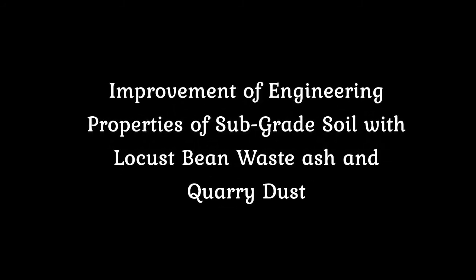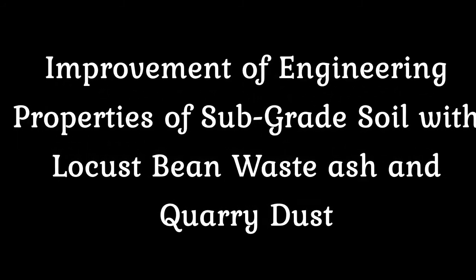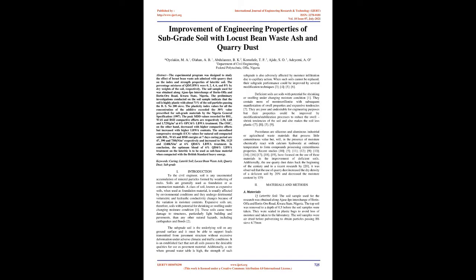Improvement of engineering properties of subgrade soil with locust bean waste ash and quarry dust. Abstract: the experimental program was designed to study the effect of locust bean waste ash admixed with quarry dust on the index and strength properties of lateritic soil. The percentage mixtures of QD/LBWA were 0, 2, 4, 6, and 8% by dry weights of the soil, respectively.